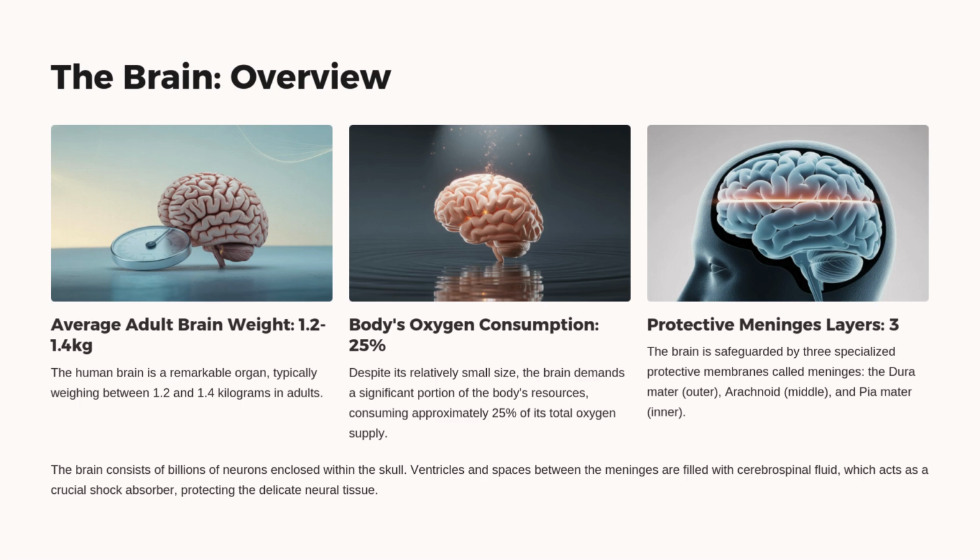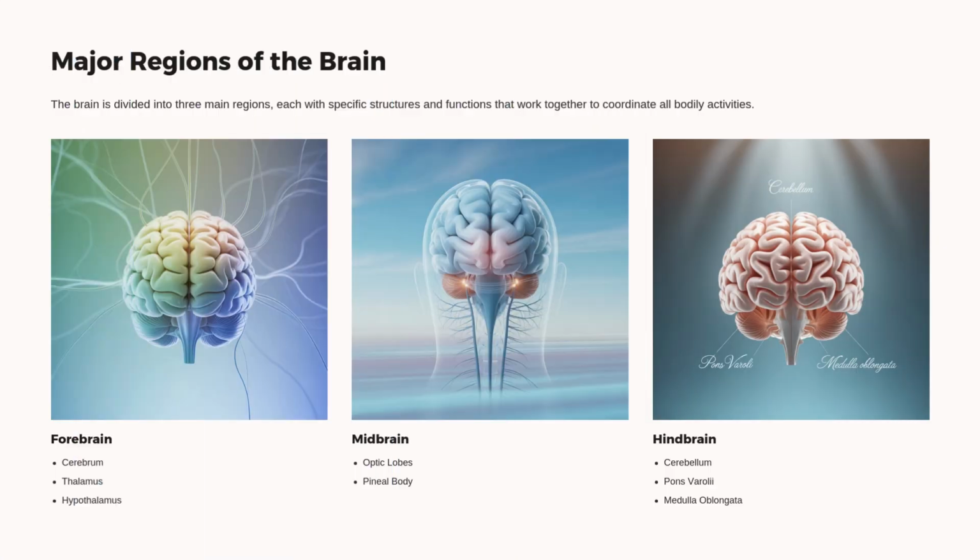Protective meninges layers, 3. The brain is safeguarded by three specialized protective membranes called meninges: the dura mater, outer, arachnoid, middle, and pia mater, inner. The brain consists of billions of neurons enclosed within the skull. Ventricles and spaces between the meninges are filled with cerebrospinal fluid, which acts as a crucial shock absorber, protecting the delicate neural tissue. Major regions of the brain.